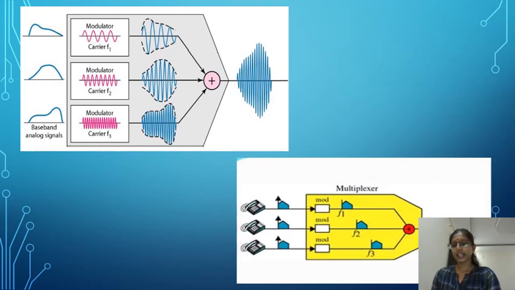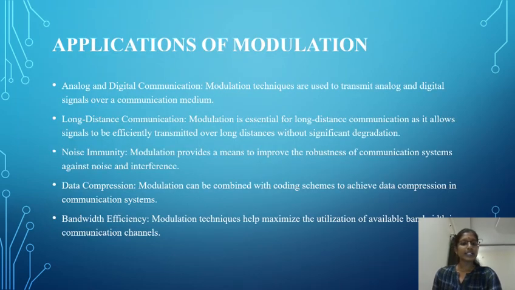Then next is application of modulation. Analog and digital communication, long distance communication, noise immunity, data compression, and bandwidth efficiency. So first, analog and digital communication. Modulation techniques are used to transmit analog and digital signals over a communication medium. Then long distance communication. Modulation is essential for long distance communication as it allows signals to be efficiently transmitted over long distances without significant degradation.